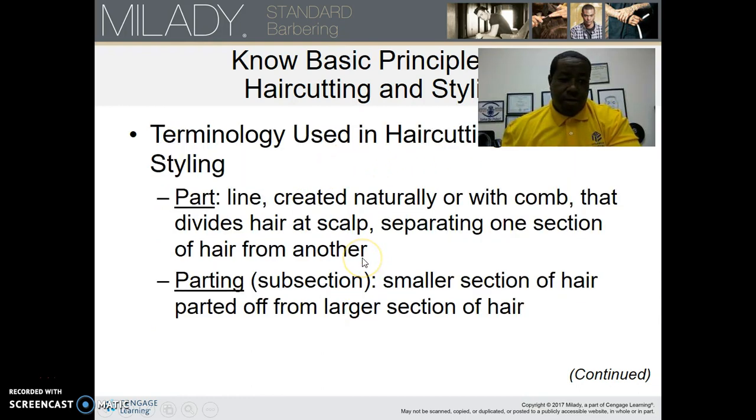As we continue with our terminology, there are some basic ones listed here: a part or a parting. One of these points that I like in particular is the parting, because it also has another name, the subsection, as you see listed here. It says that this is a smaller section of the hair parted from the larger section.